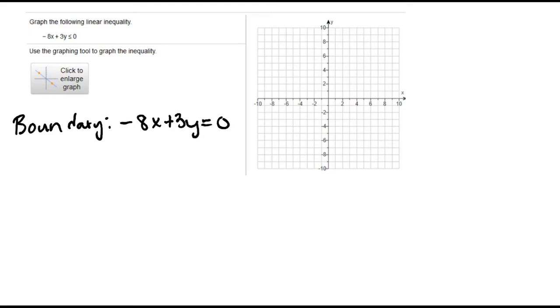And when you draw the boundary, you're either going to draw it with a solid line or a dashed line. The solid line means that the boundary is included. The dashed line means the boundary is not included.